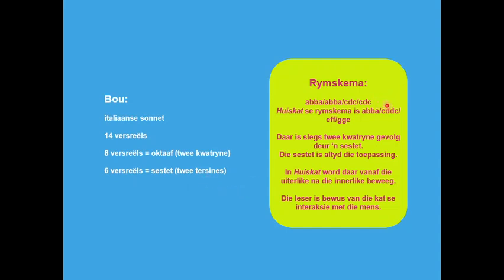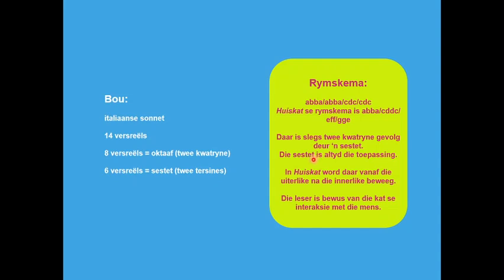Die rymskema in die algemeen, we spoke about that already, is the ABBA, ABBA, CDC, CDC, where in Huiskat, the rhyme scheme is changed to be ABBA, CDDC, EFF, GGE. Daar is slegs 2 quatrains gevolg deur die sestet, so usually you will have the 2 tercets. In this case we don't have the 2 tercets, we only have the 2 quatrains, for 2 stanzas of 4 lines each, plus then 1 stanza of 6 lines. Die sestet is altyd die toepassing.